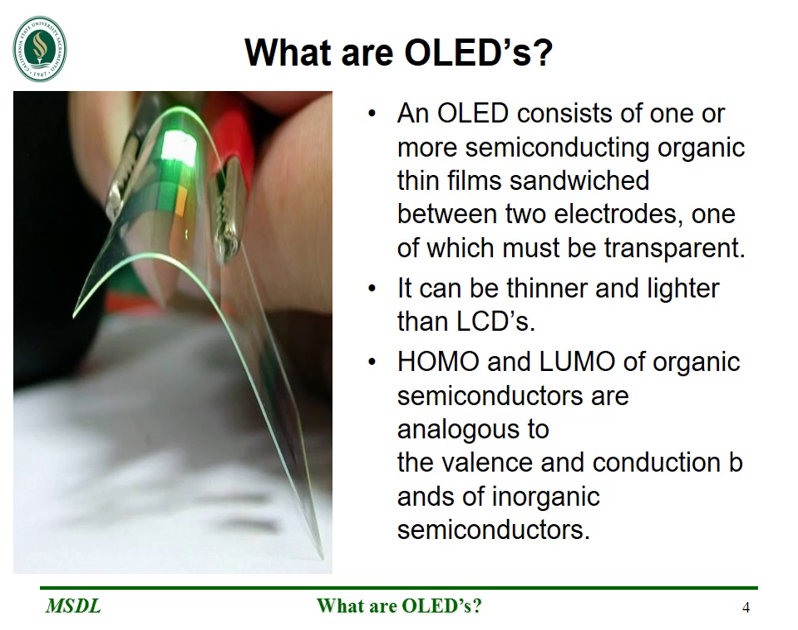The highest occupied and the lowest unoccupied molecular orbitals, which are also called HOMO and LUMO, of organic semiconductors are analogous to the valence and conduction band of inorganic semiconductors. So I guess now we have a good idea regarding OLEDs and its principles. So now let's see how they work.